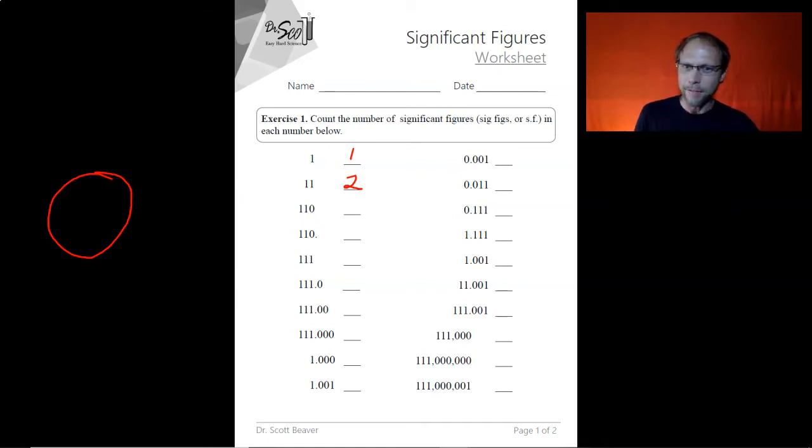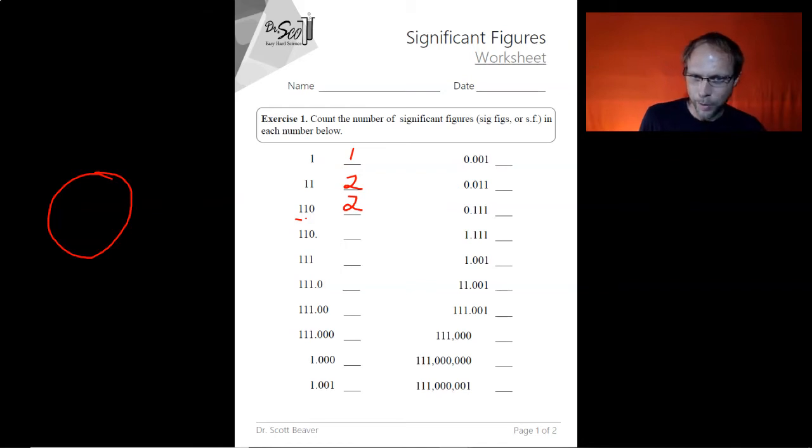Now, next we have the number 110. The rule is that a trailing 0, the 0 to the right, does not count as significant because there's no decimal point there. Zeros to the right don't count unless there's a decimal point. So we have a 1 and a 1. There's two significant figures. Now, what that's saying is 110 is not really 110. It's a number somewhere between 100 and 120 that's maybe rounded off somehow to 110.